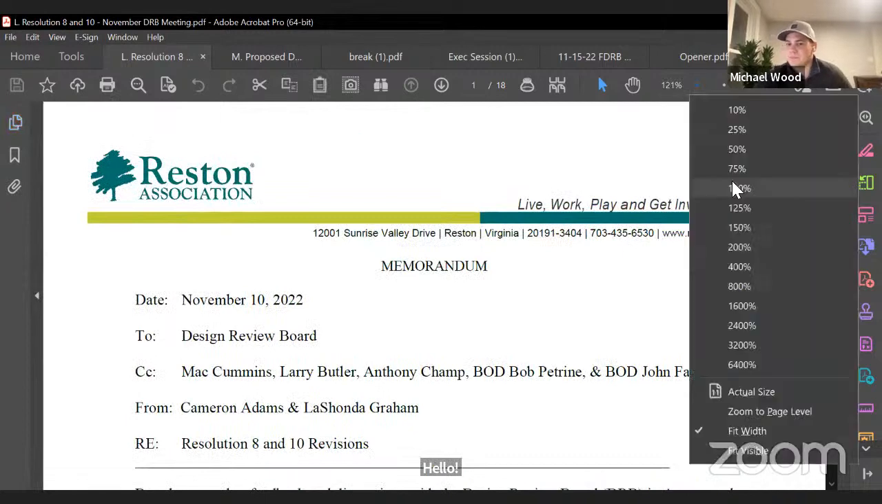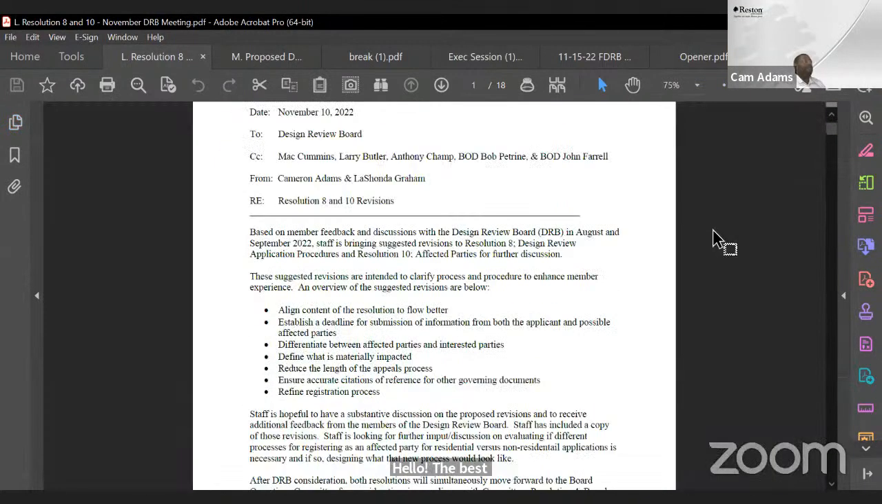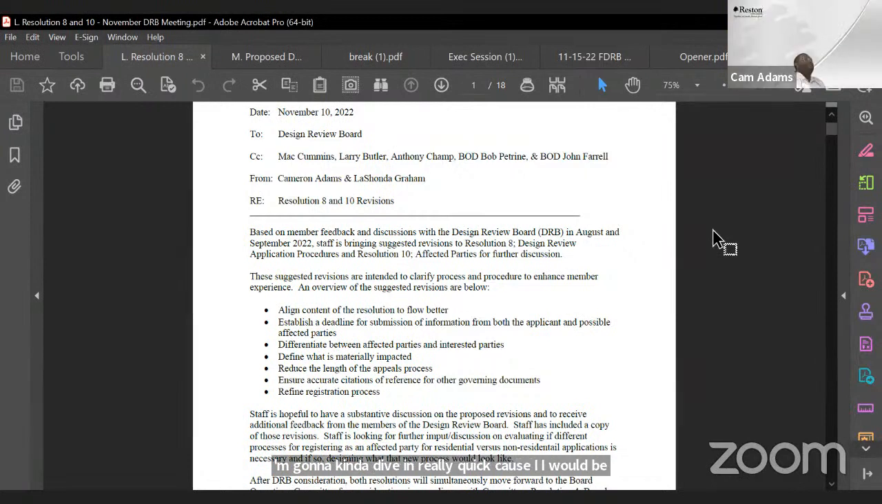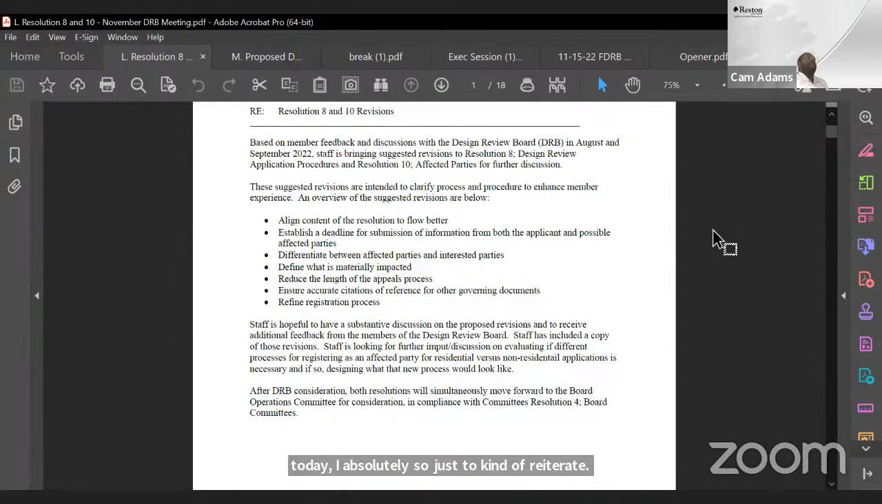I'm going to dive in really quick because I want to be conscious of the time. It's almost 9:30. Based on our conversation earlier today, to reiterate, we're talking about resolution 8, which reviews the design review board's application procedures, and then resolution 10, which reviews the affected party process and procedures. We've summed up the changes we have incorporated into both resolutions, and we're looking for feedback so that we can continue to move forward with the process.